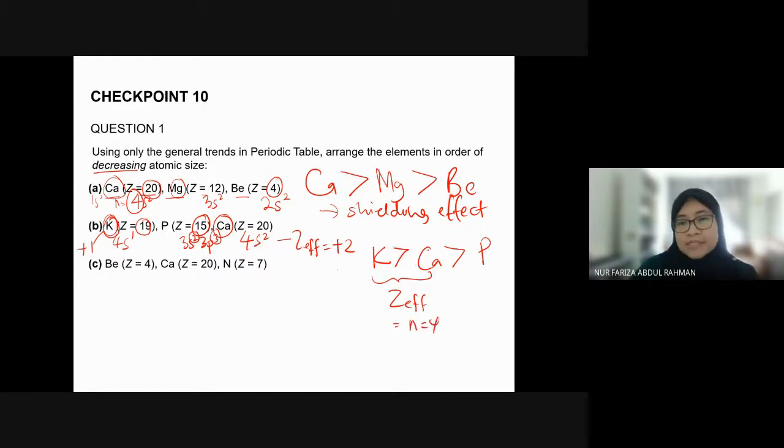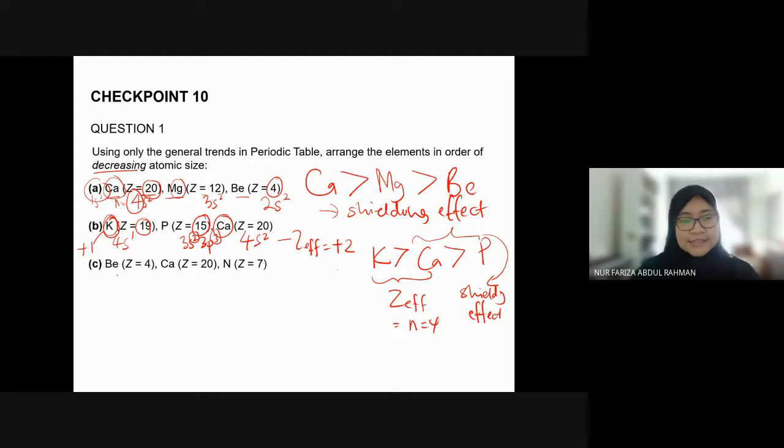In terms of potassium, calcium and phosphorus, this we have to explain in terms of shielding effect. It can be a combination of both shielding effect and Z effective. It is not necessarily like A, where they must come from the same group. That would be too easy. It is predictable. So most of the time the question asked will be a combination of across a period and down the group.